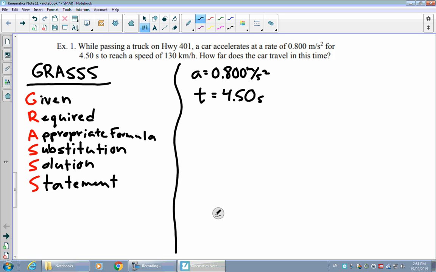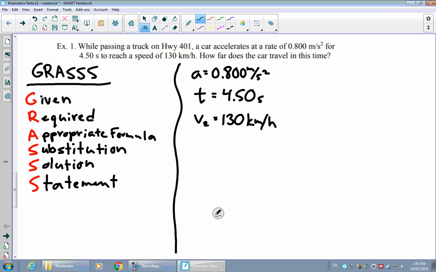We're then told that it reaches a speed of 130 kilometers an hour. If it said that it started at that speed, that would be a v1, but it says that it reaches that speed. That would imply that it's at a later time or at the end. So that's really a v2 that we're being given. And v2, I'm going to write down as it's given. It's 130 kilometers per hour.